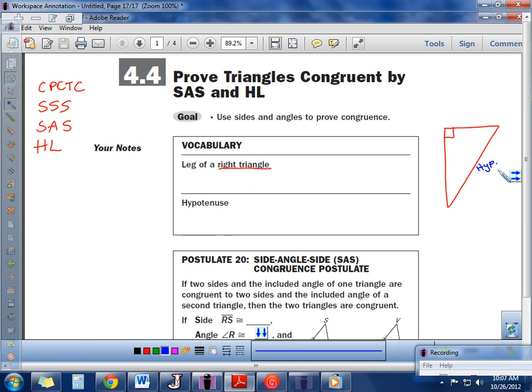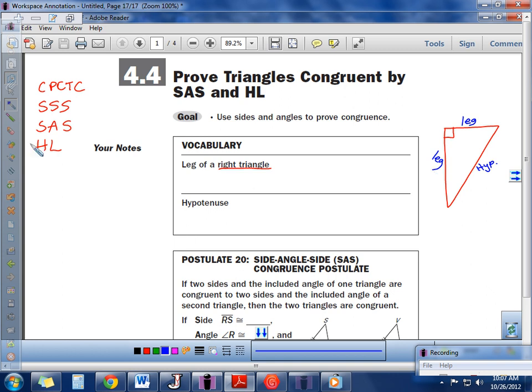The other two parts are called the legs. Usually, to know which one we're talking about, we would say a short leg in this picture, and then there'd be a long leg. That kind of makes sense. If I said short leg, you'd know which one I'm talking about. So, these cover all the vocab for this lesson.